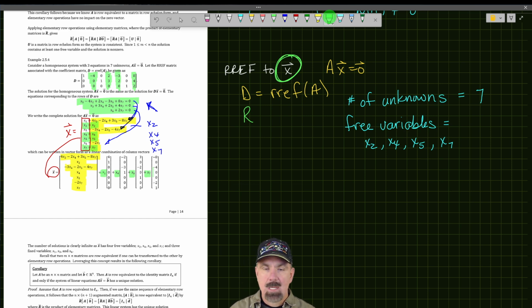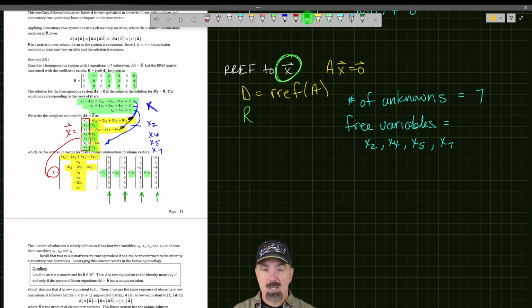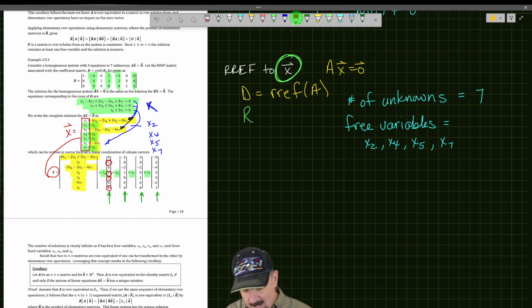And you can see, just to tie all this back together, each of these vectors here is one of what Strang calls special solutions. What we've done is we have taken the vectors and allowed each of the free variables to be equal to 1 and then set all the others equal to 0. So in this first vector, x2 is 1, and then x4, x5, and x7 are all 0. In the next vector, x2 is 0, and then we have a 1 here for x4, and a 0 for x5, and a 0 for x7, etc.